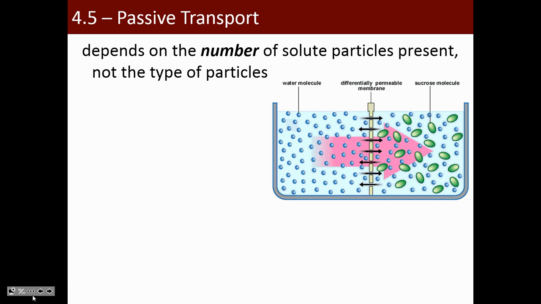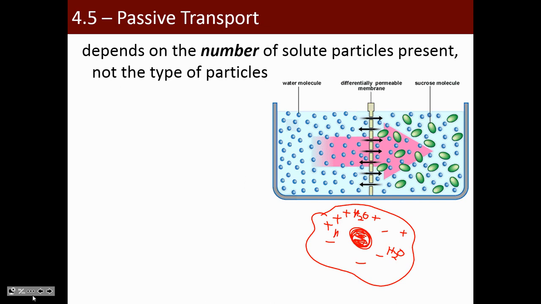So if you think about a cell, which I draw a little cell down here, and we think about, we've got our nucleus, and we think about all the stuff that's in the cytosol of the cell. We've got some positively charged stuff. We've got some negatively charged stuff. We've got a bunch of water. We've got some macromolecules. We've got some individual monomers. Right? There's lots of stuff in there.